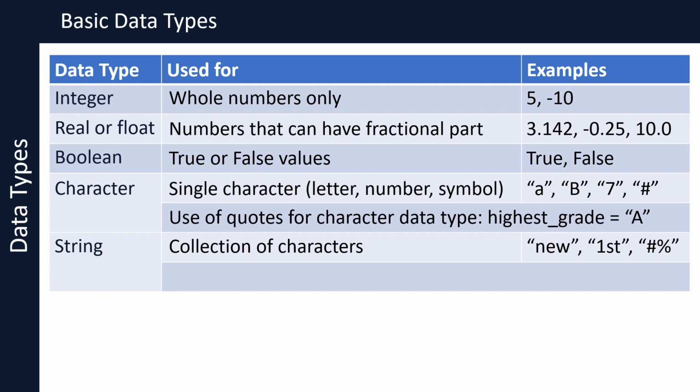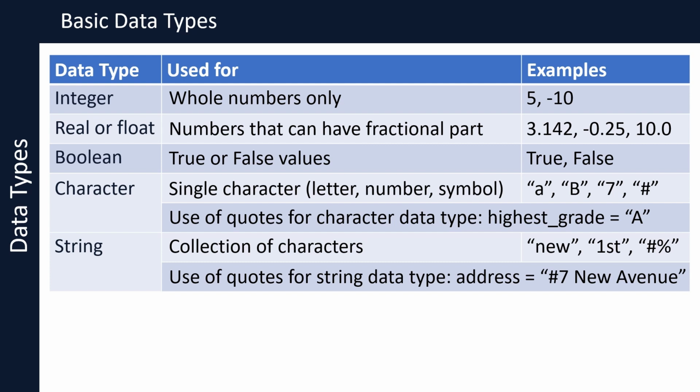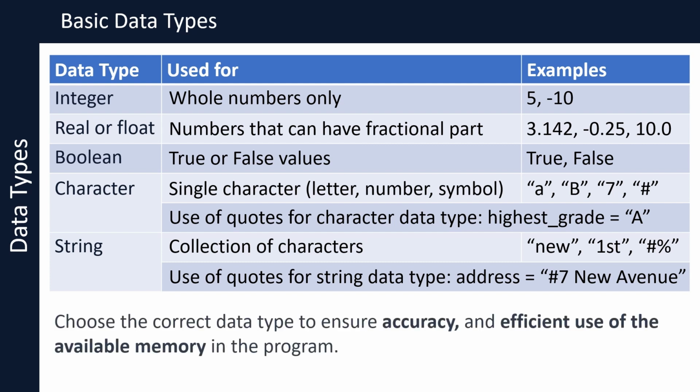To assign a collection of characters, i.e. a string, to a variable or constant, quotation marks are used. For example, address equals "7 The Avenue" in quotations. It is important to choose the correct data type for a given data set to ensure accuracy and efficient use of the available memory in the program.